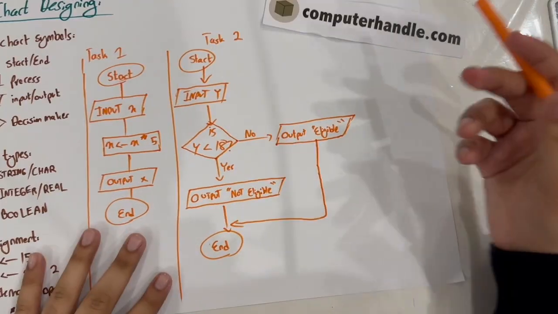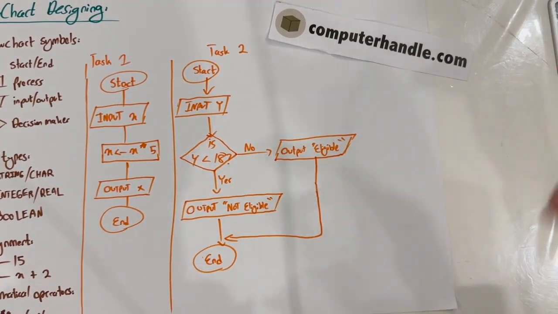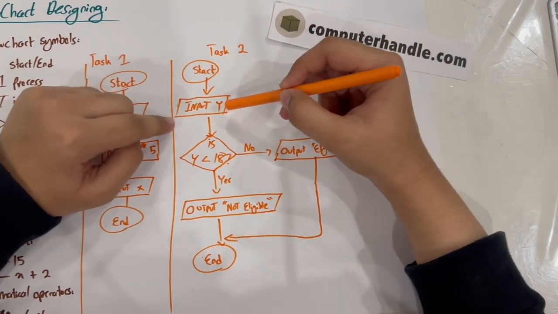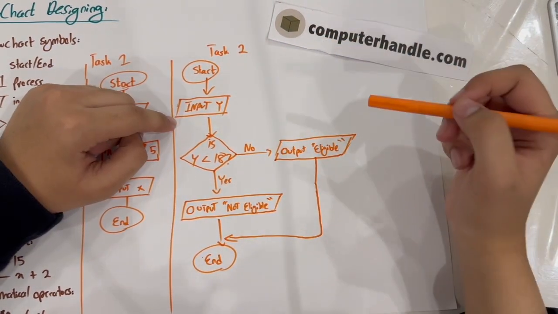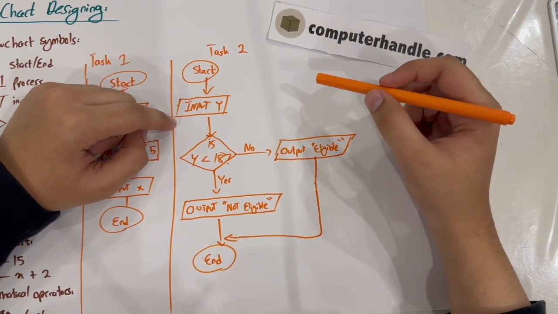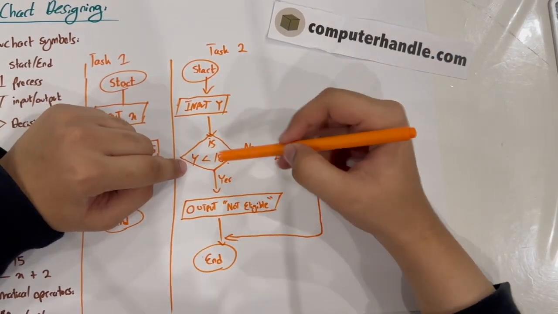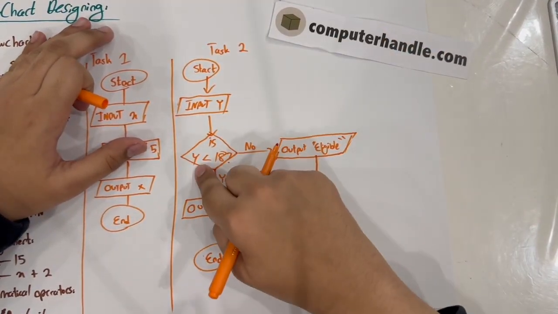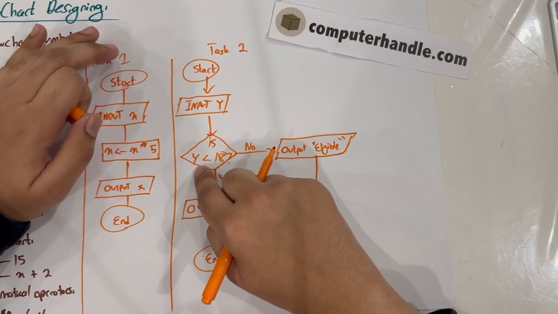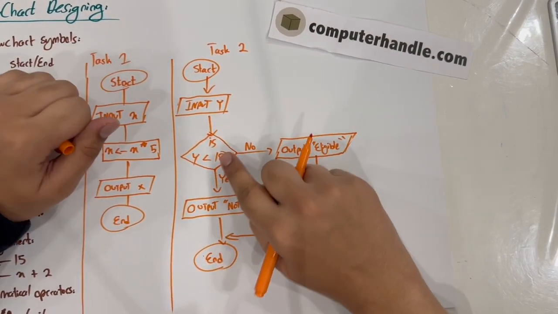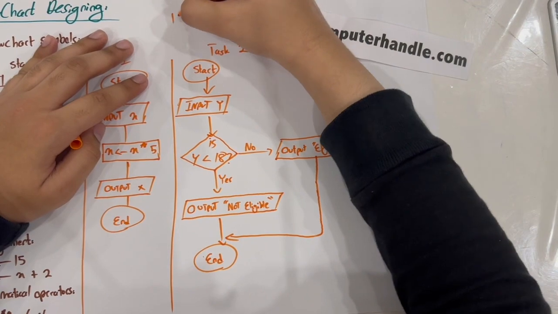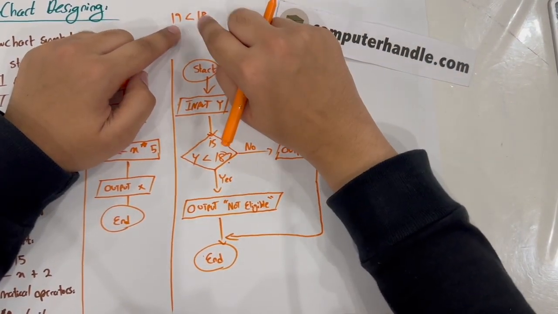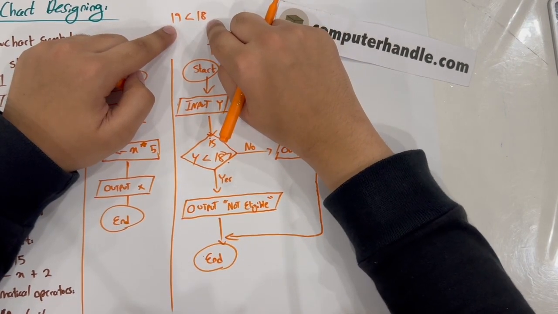Now let's dry run it by including a sample value. So let's say we start the program. We input the value y. Let's suppose the value of y is 19. Is y less than 18? For the sake of comparison, you can assume that the value of y is 19, and the real value we need to check it against is 18. So is 19 less than 18? Is it true or not? Of course, this is a false claim.